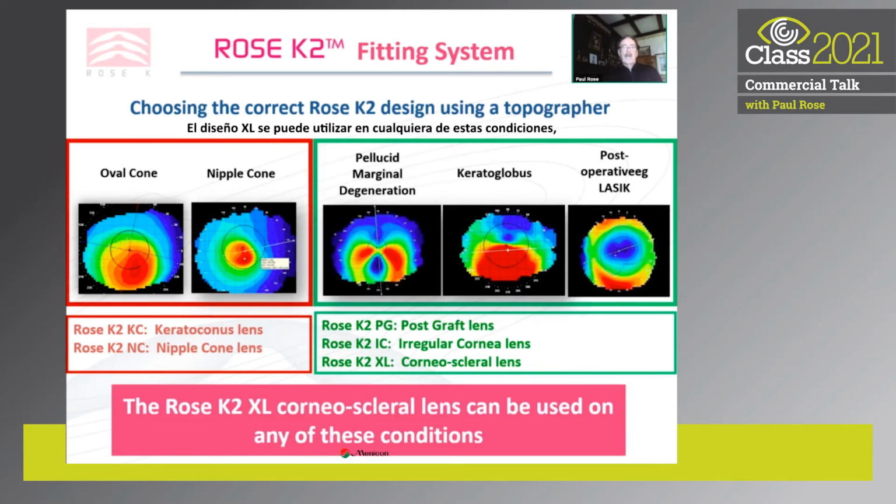The XL design can be used on any of these conditions, even a nipple cone. I've seen it very successfully used on very small areas of distortion, corneal distortion. So feel free to use the XL in any of these conditions, but again, it's not my first choice if I can fit a corneal lens and get a successful result.